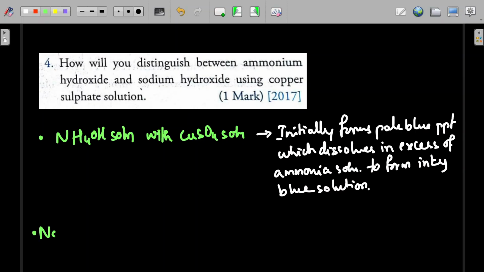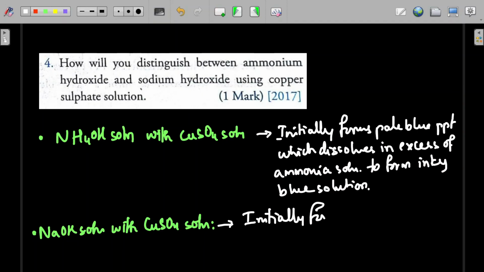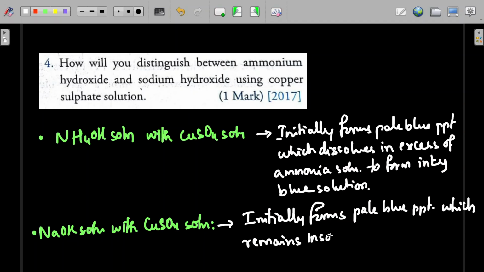Second one, NaOH solution with copper sulfate solution. You should not be lazy in writing the answers during the exam. Then marks will not be there. Initially forms pale blue PPT which remains insoluble. Make note of this.